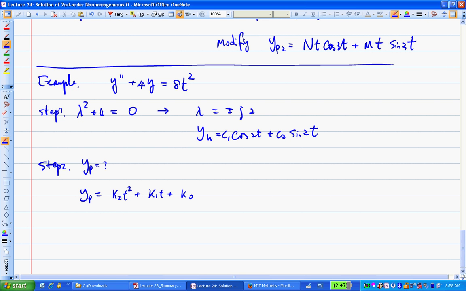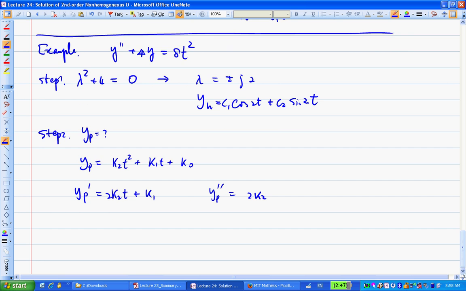So here's yp. So yp prime, capital YP prime, is 2k2t plus k1. YP double prime is 2k2. And I'm going to substitute these three things back into this differential equation.